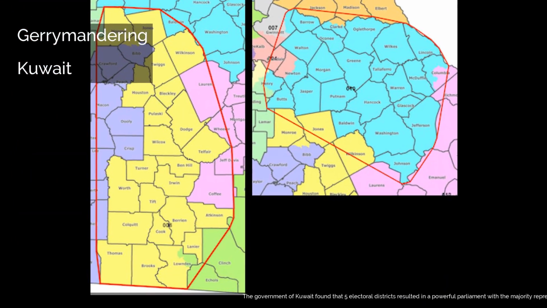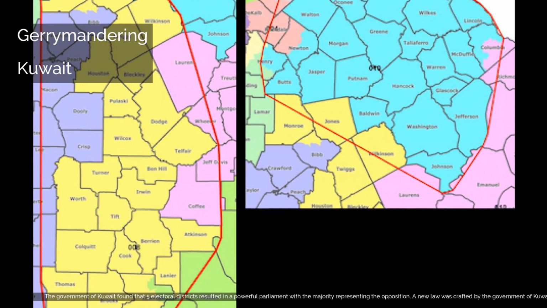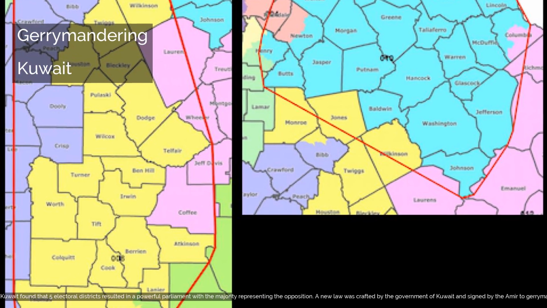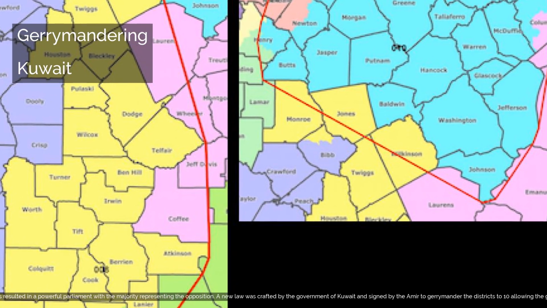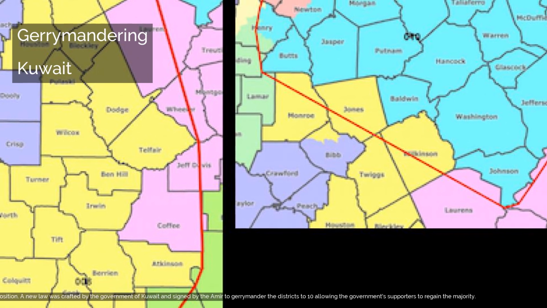The government of Kuwait found that 5 electoral districts resulted in a powerful parliament with a majority representing the opposition. A new law was crafted by the government of Kuwait and signed by the emir to gerrymander the districts to 10, allowing the government's supporters to regain the majority.